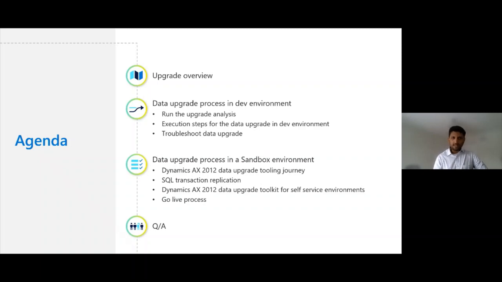So here is the agenda. We will go through the overview of the upgrade process. There are two distinct phases in the execution of the upgrade process from AX 2012 to D365. One is the code upgrade. The next one is the data upgrade. Today, we will go through the steps involved in the data upgrade in detail.